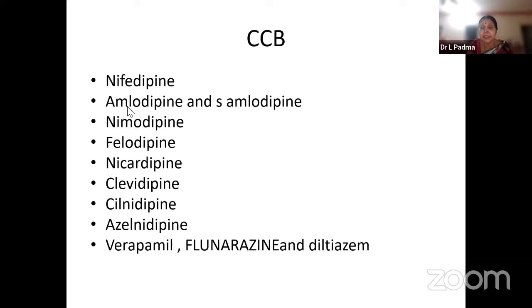Azelnidipine is the latest oral calcium channel blocker, which blocks all the three channels, T, N as well as L type, so that we have got a better benefit compared to the older ones of nifedipine, amlodipine or nimodipine. So these are few things you have to remember.